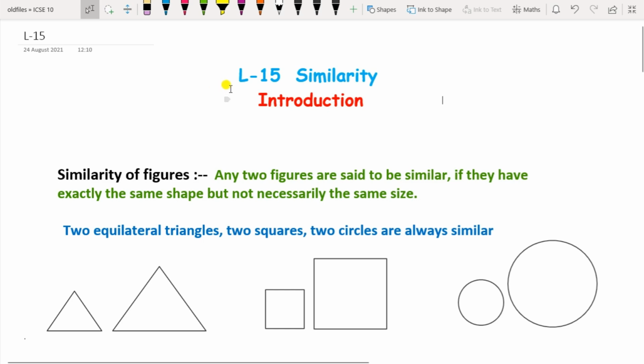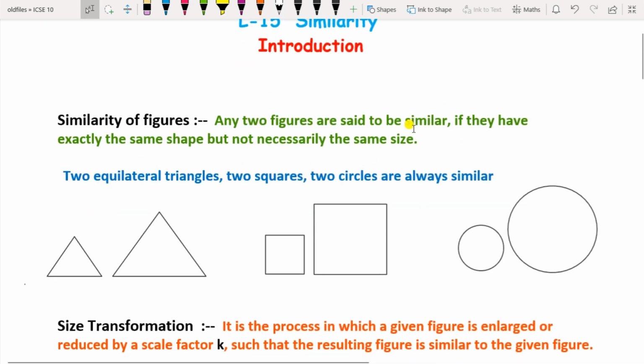In this video we are going to see the introduction of lesson 15 and a little bit of 16, that is similarity. Very little of this lesson is there in the exam, so we will see some of the points that will be helpful for you to solve the MCQs.